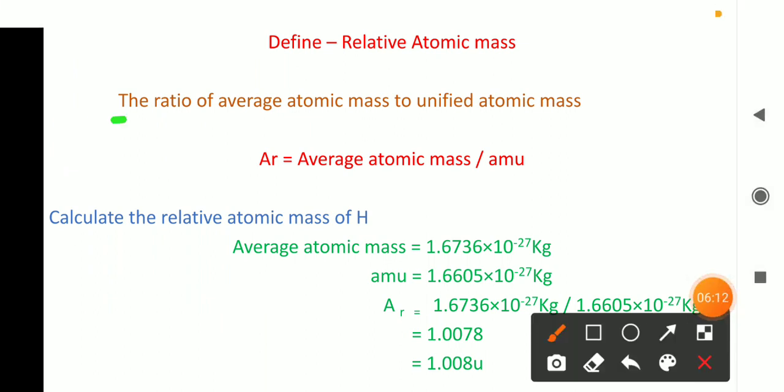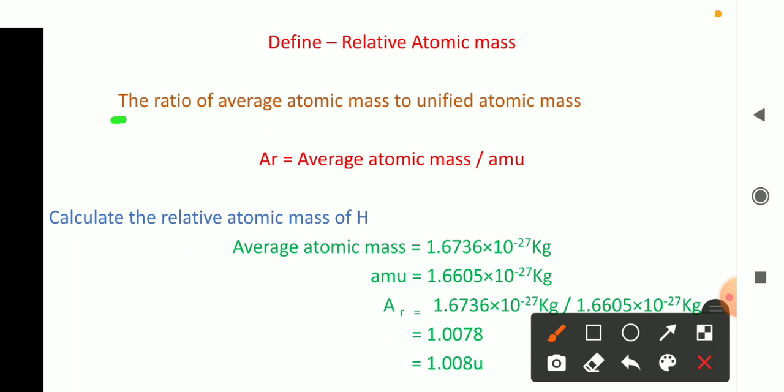given here. It is the ratio of two terms, and those two terms are average atomic mass and unified atomic mass. About unified atomic mass we know, just now we have seen what is called unified atomic mass or atomic mass unit. Now which is new for us? The term average atomic mass is new for us, so we have to define what is called average atomic mass. That I will show you in the next slide.